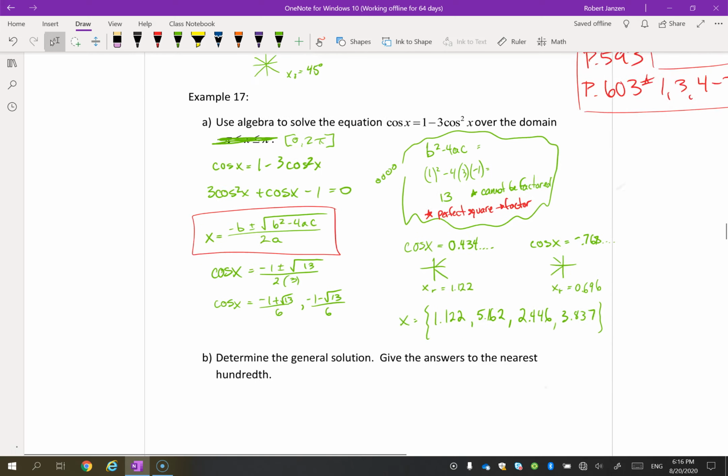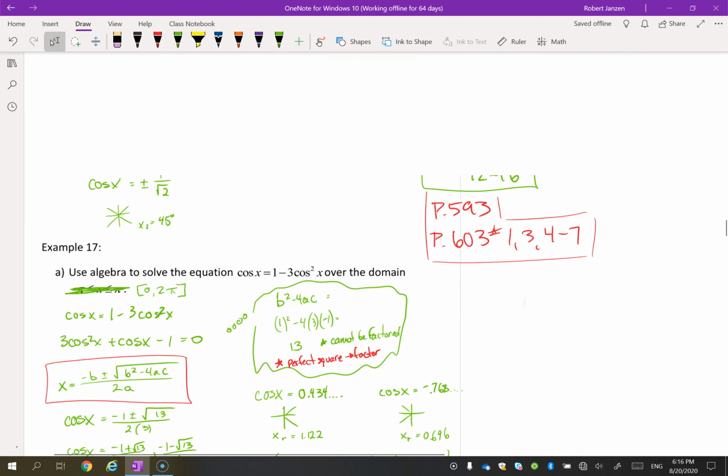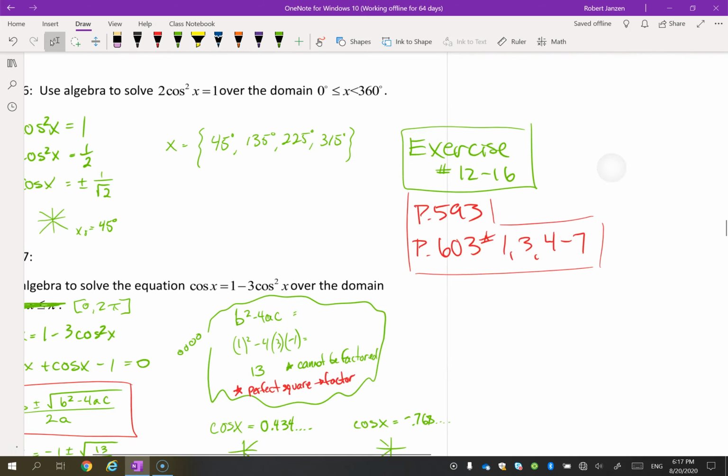Okay, so that is the end of trig equations for now. Lots of questions for you to try. I'd like you to do all of these, get caught up, because we're going to start identities on the next lesson, and I need you to be prepared for that. So finish the trig equations, make sure you're feeling comfortable with those.